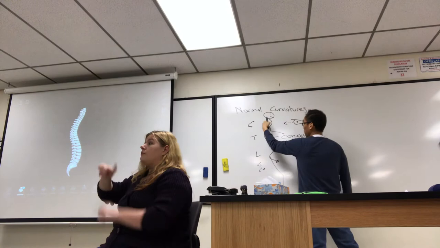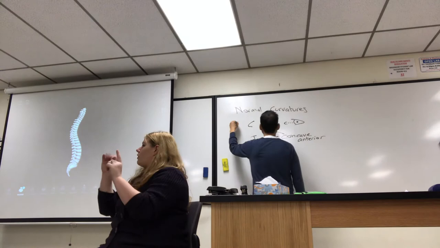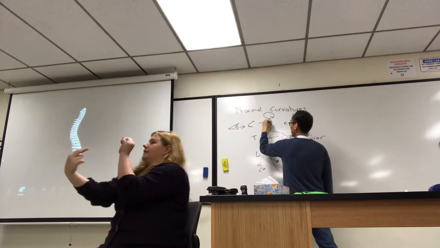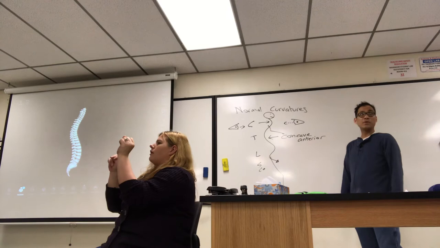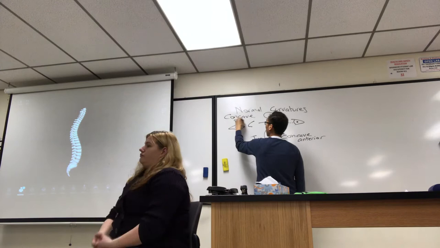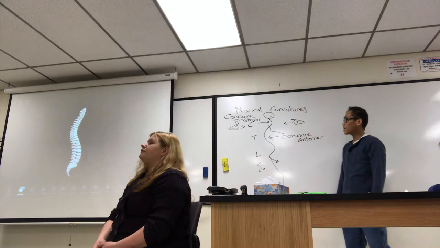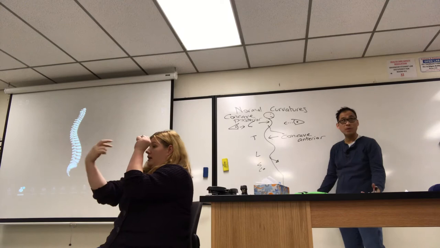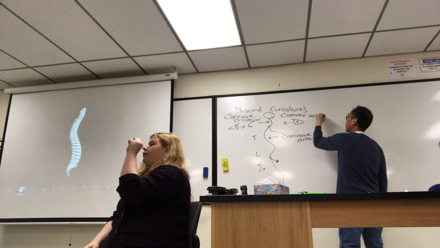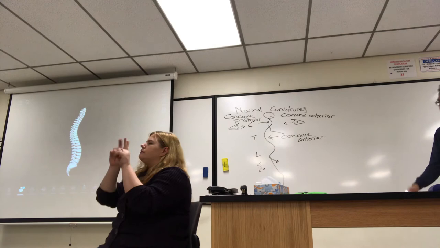However, this curvature would only be concave if you're posterior. So pretend there's an eyeball in the back as well. If you examine this curvature of the cervical spine, that would be concave posterior. However, if you looked at the cervical spine from the front and it curves out at you, that's convex anterior. Just so if you ever see those terms, you know what they mean. I usually tend to use the term concave, whether from the front or from the back.